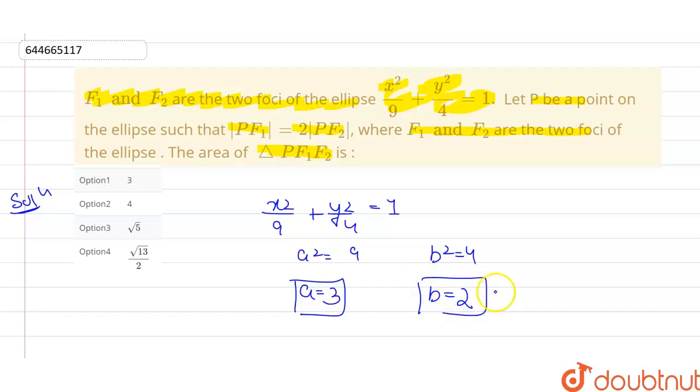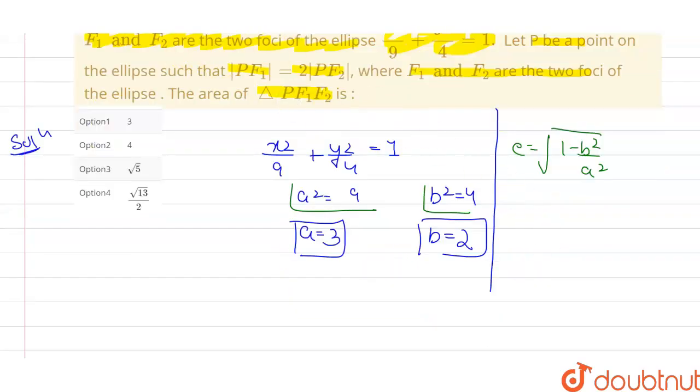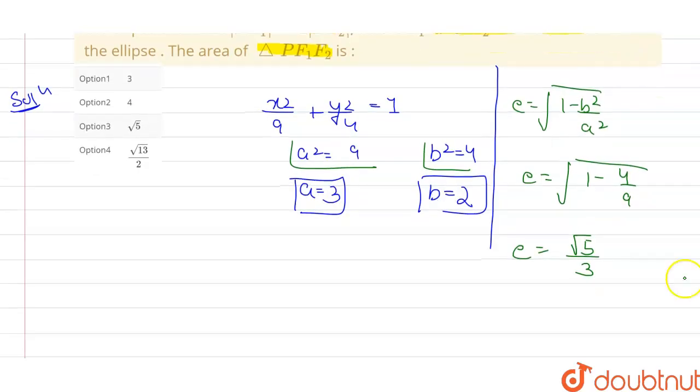Now, if I have to find the eccentricity of the ellipse, it is e equals under root of 1 minus b square by a square. I know the values: b square is 4 and a square is 9. So e will be root of 1 minus 4 by 9. This is 9 minus 4, which is 5, and 5 by 9 comes out as root 5 by 3. So now I have the eccentricity value, and I have the a and b values of this ellipse.